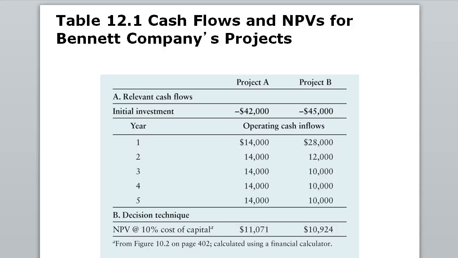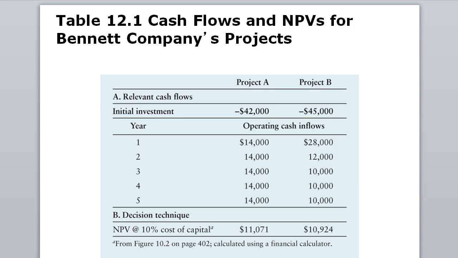Now you'll remember from chapters 10 and 11, we had this Project A and Project B, which had a series of 5 cash flows. Project A had an equal series of 5 $14,000 cash flows for a total of $70,000. And then Project B had an unequal flow of cash flows, 28,000, 12,000, 10,000, 10,000, and 10,000, also $70,000.